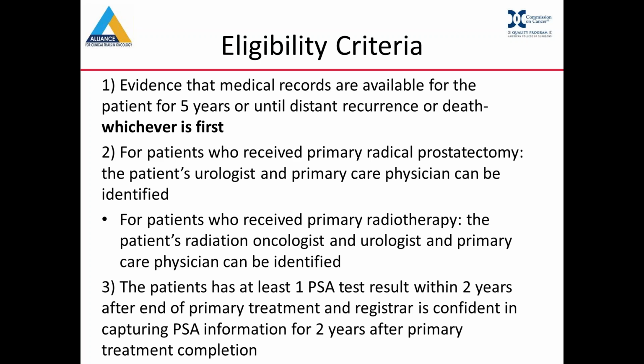So if there's evidence that there's medical records available for 5 years, or distant recurrence or death, whichever is first, if the patient meets that criterion, and you have records from urologists in primary care, and the patient had at least 1 PSA within 2 years, any patient who meets these 3 criteria is considered eligible. We get lots of questions of different scenarios where a patient may not meet these 3 eligibility criteria, and if they don't meet these, then they would not be eligible. And I've also posted the eligibility criteria on the slide.